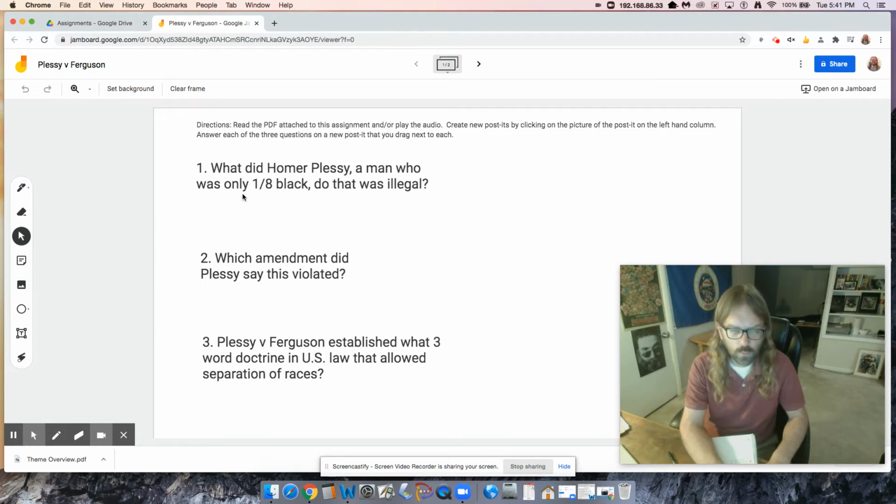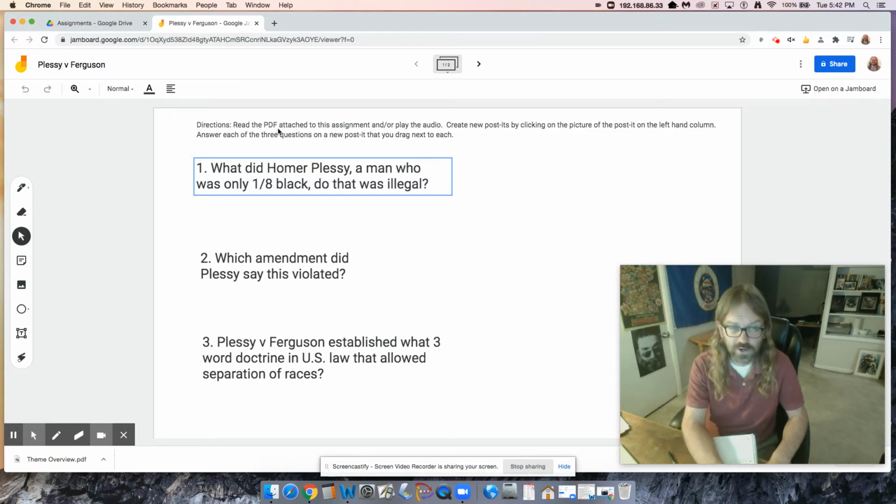One, what did Homer Plessy, a man who was only 1/8 black, do that was illegal? Two, which amendment did Plessy say this violated? And three, Plessy v. Ferguson established what three-word doctrine in U.S. law that allowed separation of races? You can do it a couple different ways. You can either create a new post-it and put it next to it, or just create a text box and put it below it. Whatever you do, just find a way to briefly answer these three questions.